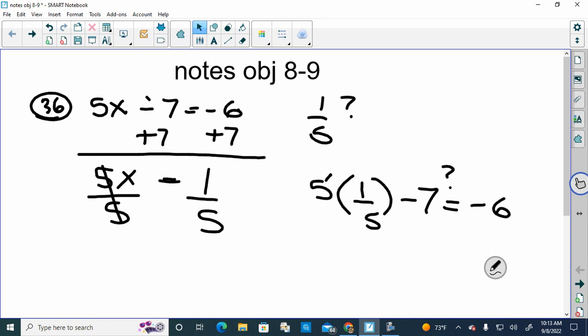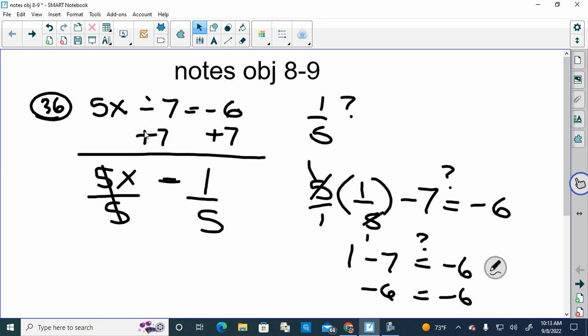Right, because they cross cancel. Because really this is that. So we cross cancel that. All of this becomes 1. So now I have 1 minus 7. Does that equal a negative 6? Yes, because 1 minus 7 would be a negative 6. And the left side equals the right side. So yes, that's a solution to the equation.